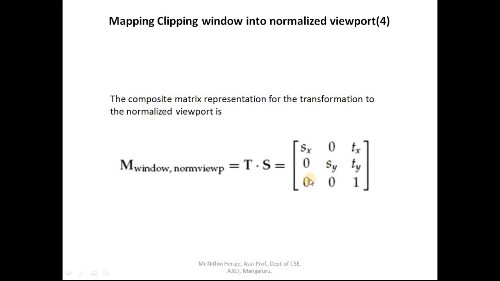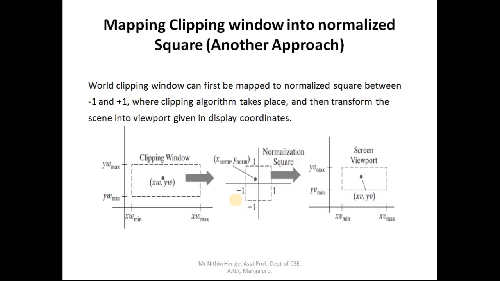Okay, then we have 0 0 1. Okay, again this is a 3 cross 3 matrix. All right, and this is important. This you should be remembering, that is the composite matrix representation for the transformation to the normalized viewport. Okay, this is important. Please remember this. All right. So next we'll move to the other approach, the second approach.